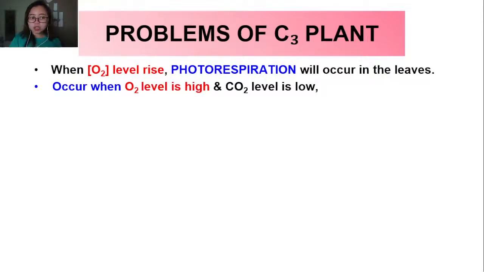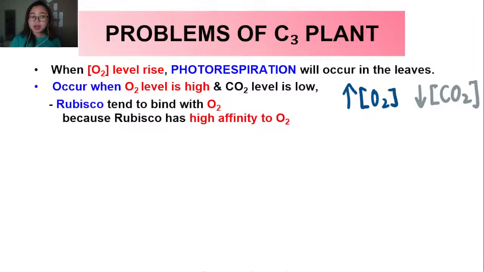Photorespiration occurs when the oxygen level is high and the carbon dioxide level is low. This has to do with that special enzyme in the Calvin cycle, rubisco. So if you go back to the notes, phase 1, carbon fixation, the enzyme that combines carbon dioxide with RuBP is rubisco.